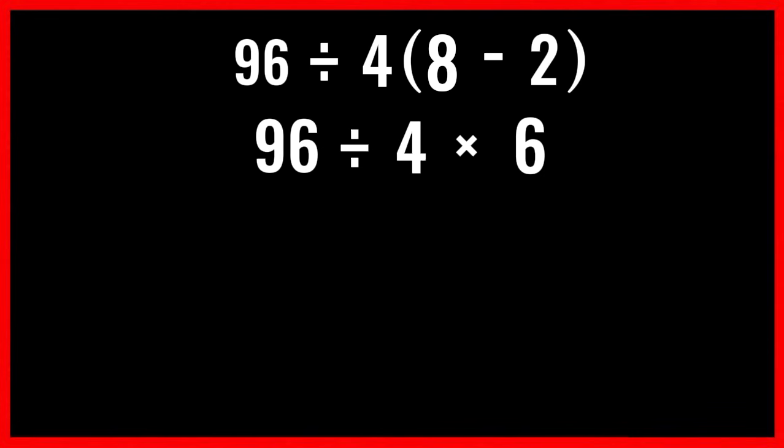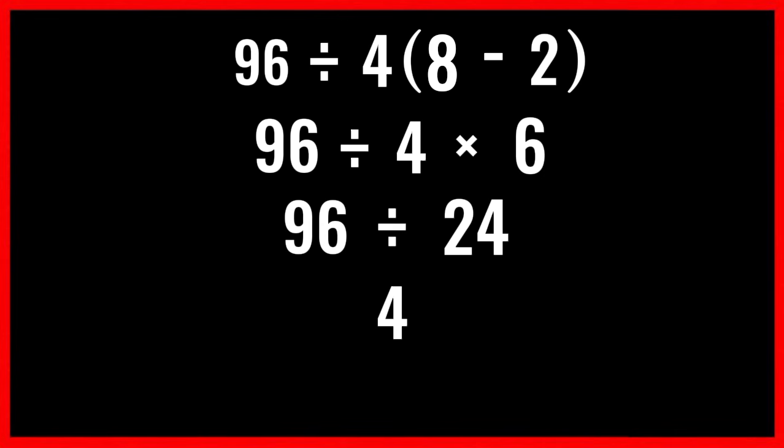A lot of people immediately multiply 4 by 6. 4 times 6 equals 24. Now we have 96 divided by 24 equals 4. So the answer is 4. But this answer is not correct.